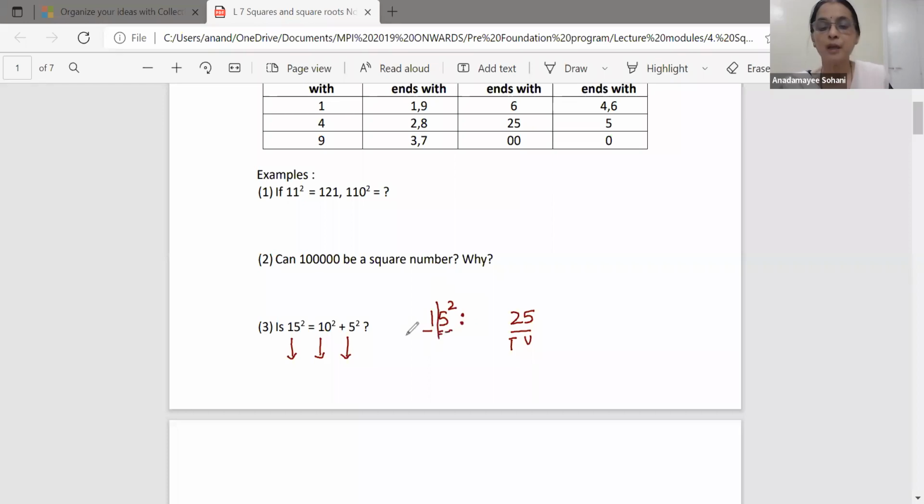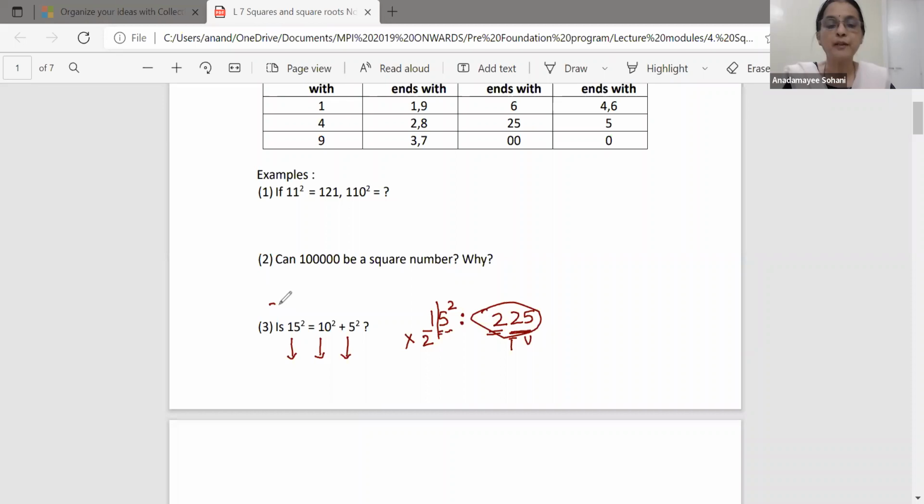Then the remaining part of the number, after 5, what is there? 1. Multiply that by the next consecutive number. 1 multiplied by 2, 1 twos are 2. Write it before this 25. This is 15 square, 225. For any number ending with 5, this is the shortcut by which you can find the answer. Write 25 in the units place, multiply the remaining part of the number by the next consecutive number and write that number before 25 to get the square of that number. So 15 square is 225.